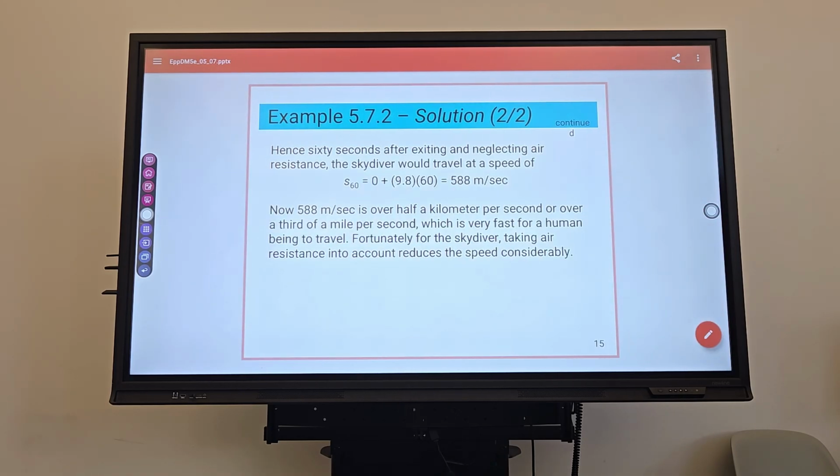Hence, 60 seconds after exiting the plane, the skydiver would be traveling at a speed of 588 meters per second. That's over half a kilometer per second, which is very fast for a human being to travel. And fortunately, the skydiver, taking air resistance into account, reduces the speed considerably.